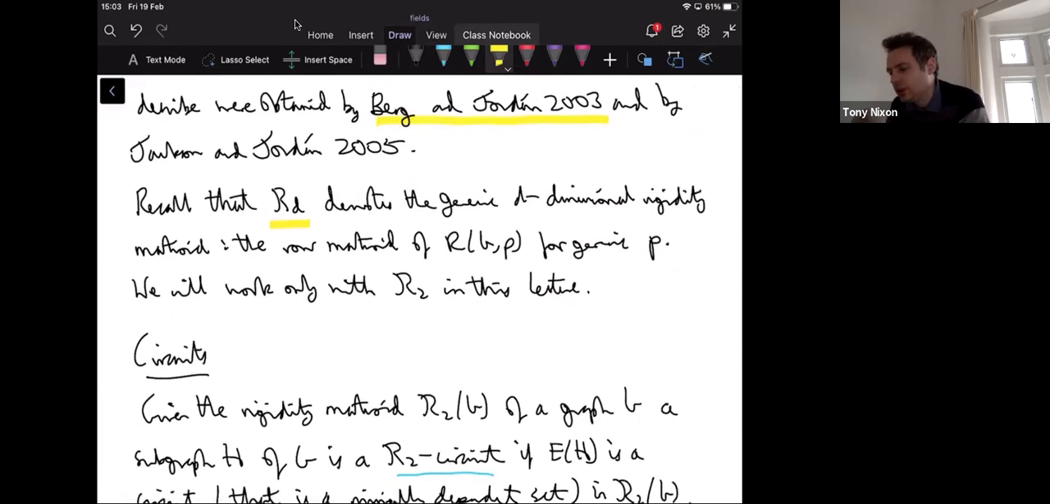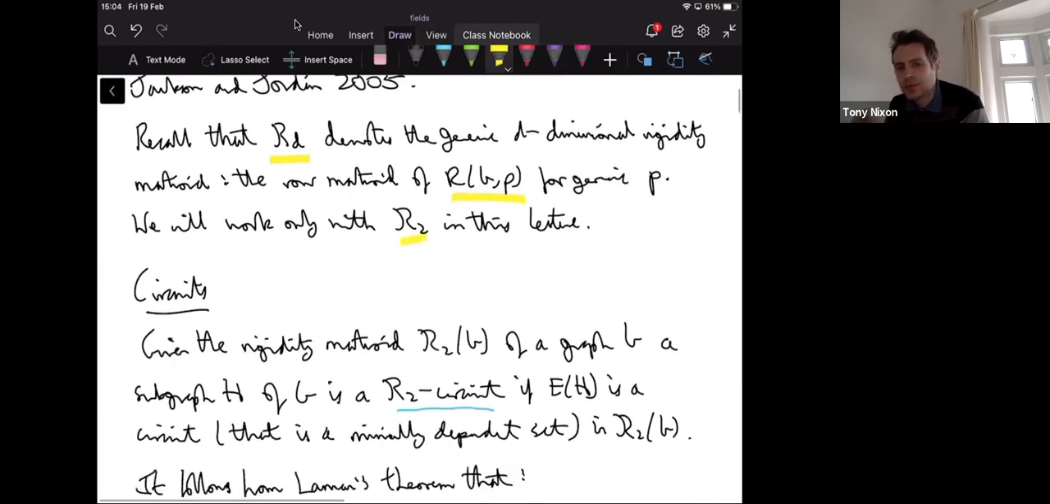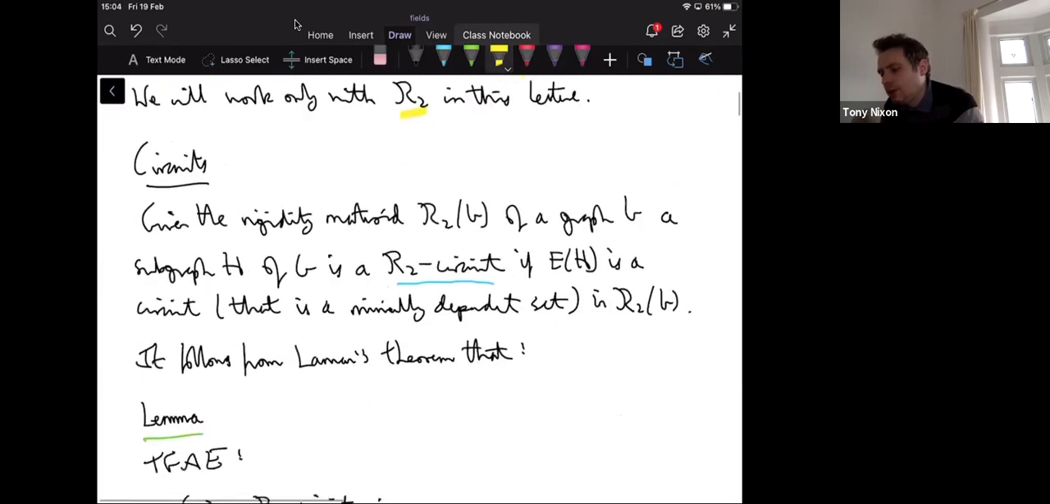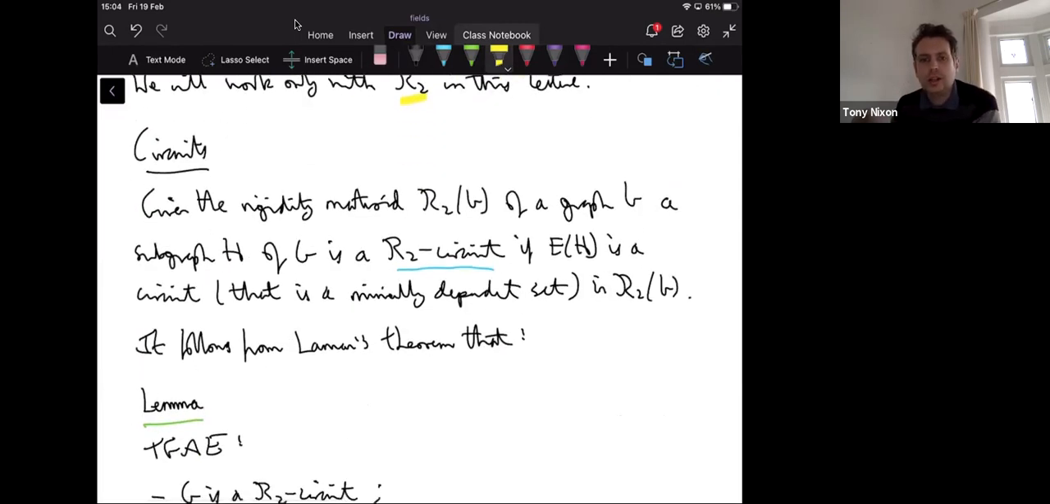Okay, so remember we have the generic d-dimensional rigidity matroid, RD. So this is just the linear matroid or the row matroid of the rigidity matrix at some generic point P. So I state RD here, but we're only going to be interested in the 2-dimensional rigidity matroid. And in particular, we're going to be interested in dependent sets in the rigidity matroid, and a fundamental case of dependent sets is circuits.